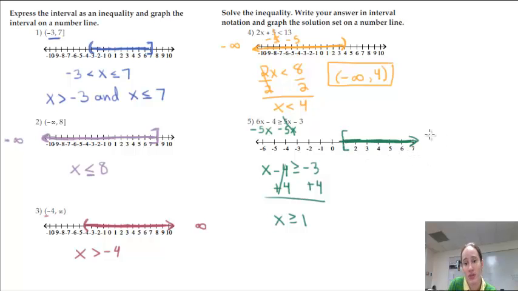And then for interval notation, now we're saying that x has to be between 1 and positive infinity. So 1 comma positive infinity, that's our interval notation.